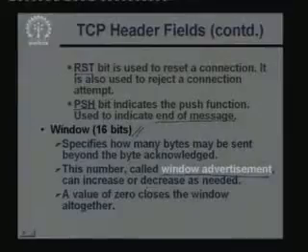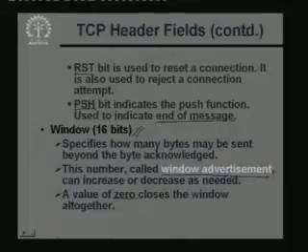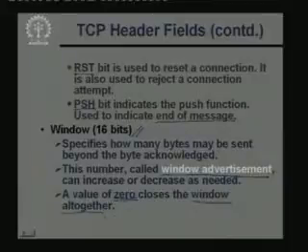So, if the window value is reduced, then the sender is prevented from sending data at that rate. So, the rate can be increased or decreased by appropriately setting the value of the window field. If the value of this window field is set to 0, this means the window will be closed altogether. That means the data transmission will stop. Now, this window field is actually used for congestion control in the network.